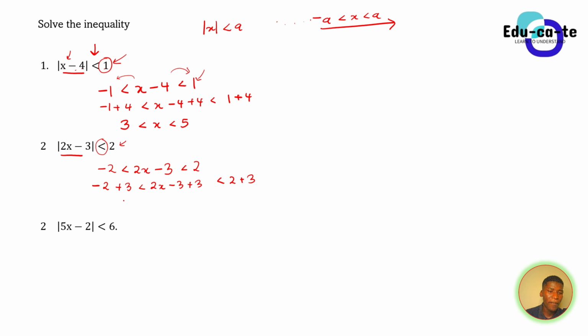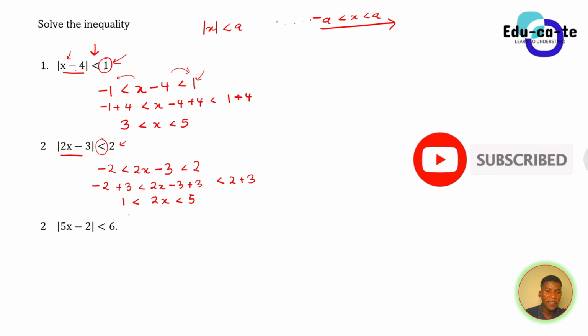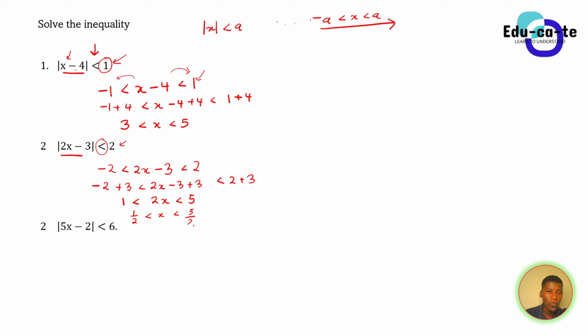So now 3 minus 2, that's just going to be 1, and 1 is less than 2x, and x is less than 5. So in this case, you can see that we have got 2x here, but we really need our expression to be in terms of x. We are solving the inequality in terms of x. So we divide by 2 on both sides. This is going to give me 1 over 2 is less than x, and x is less than 5 over 2. So this is the absolute value inequality whereby you have got a less than.